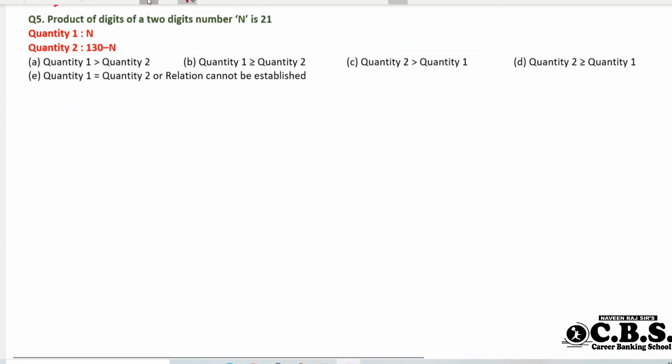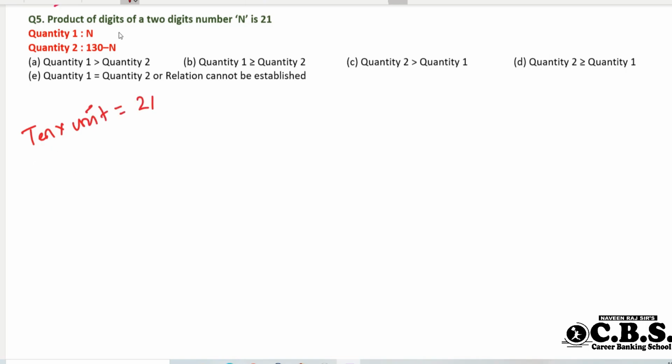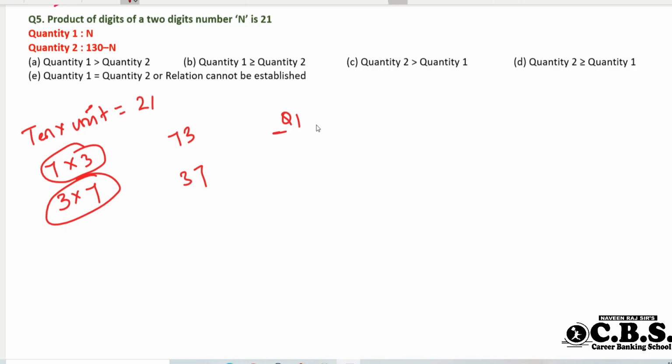It is specifically mentioned that the product of the digits of a 2-digit number is 21. A 2-digit number means tens digit into units digit. So the product is 21. The digits are 7 and 3, or 3 and 7. So there are two possible numbers: 73 and 37. Quantity 1 is n.